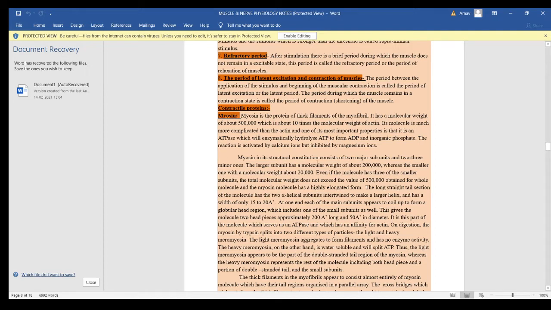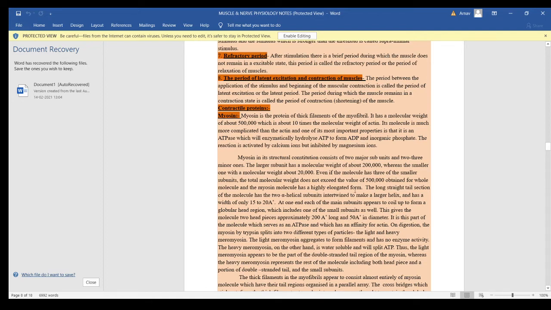So myosin in its structural constitution consists of two major subunits and 2 to 3 minor ones. The larger subunit has a molecular weight of about 200,000, whereas the smaller subunit has a molecular weight of about 20,000. Even if this myosin molecule has more than 3 of the smaller subunits, the total molecular weight will not exceed 500,000 obtained for the whole molecule, and the myosin molecule has a highly elongated form with a long straight tail section.